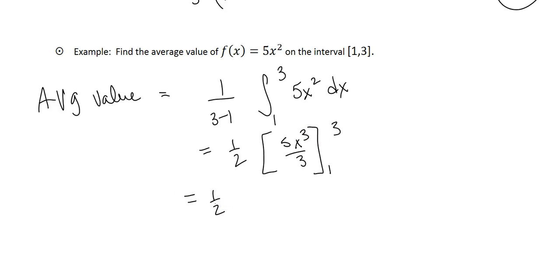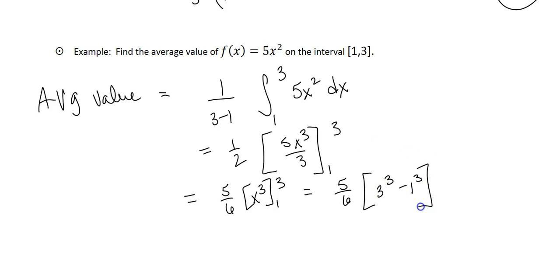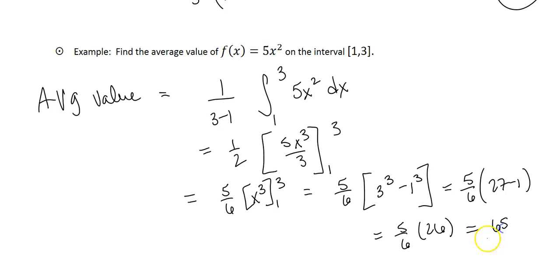So we'll have 1/2, and in this case, since we've got so many numbers here, you could bring the 5/6 out if you want to, and make it the integral from 1 to 3 of x cubed. I just multiplied the 1/2 times the 5/3. So this will be 3 cubed minus 1 cubed, which is going to be 5/6 times 27 minus 1, or 5/6 times 26, which is 65 over 3. So that would be my answer there.